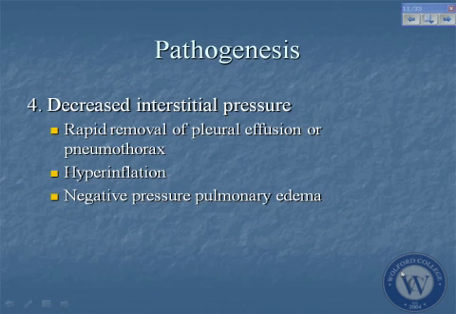You can also get it from something that most people don't think of, which is decreased interstitial pressure. So when can that really happen? Well, 2 ways things can happen. One is from rapid removal of pleural effusions or pneumothorax. So putting in a chest tube in somebody is not benign. Okay? If you have a large pneumothorax and then you re-expand the lung very, very fast, you can get flash pulmonary edema in that lung.